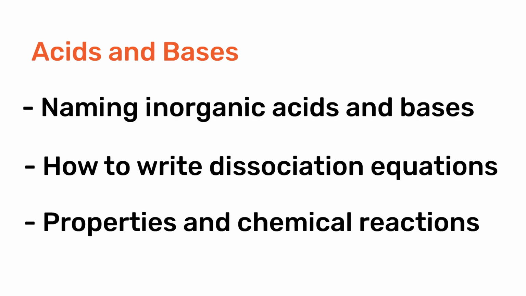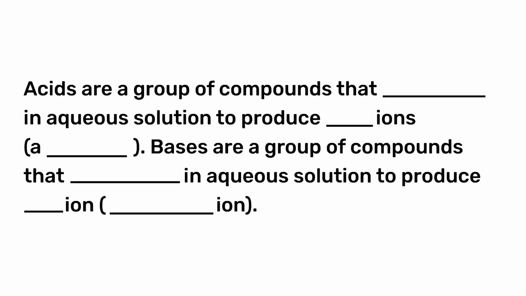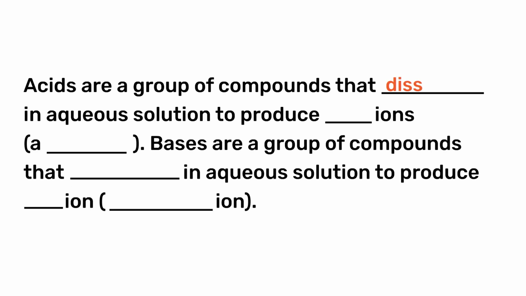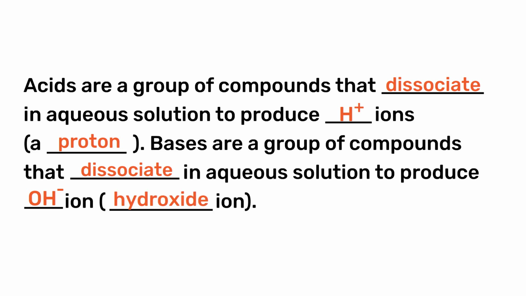This video explains what acids and bases are, and you will learn about naming inorganic acids and bases, how to write dissociation equations, and properties and chemical reactions of acids and bases. Acids are a group of compounds that dissociate in aqueous solution to produce H+ ions, also called a proton. Bases are a group of compounds that dissociate in aqueous solution to produce OH- ions, or hydroxide ions.